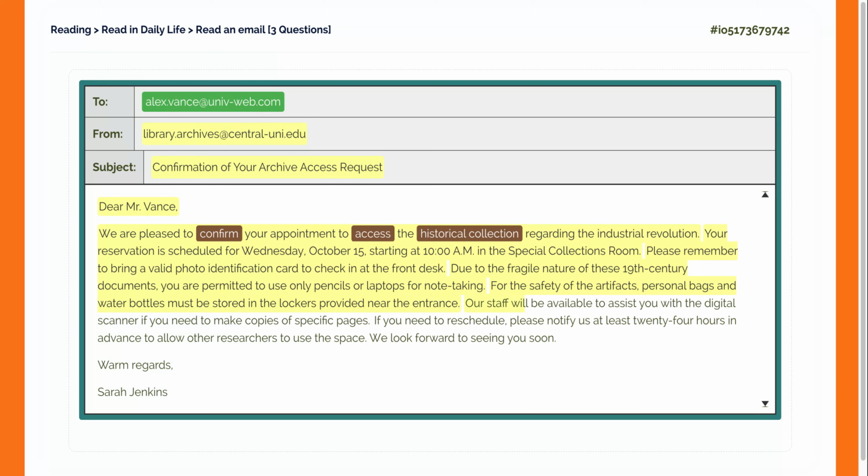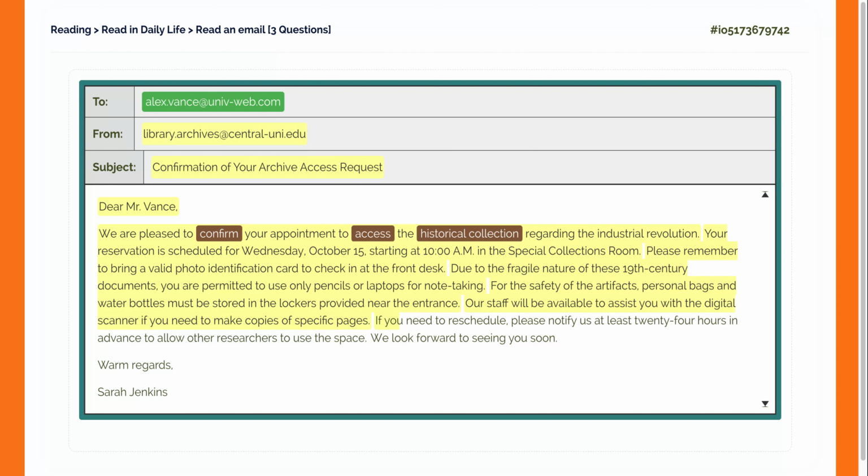Our staff will be available to assist you with the digital scanner if you need to make copies of specific pages. This sentence describes a service. The staff will assist the visitor. The tool available is a digital scanner. This is important because it tells us that copying is possible, but it requires help from the staff.